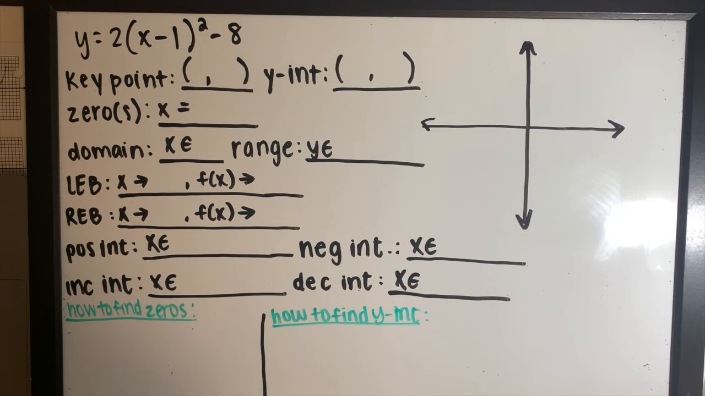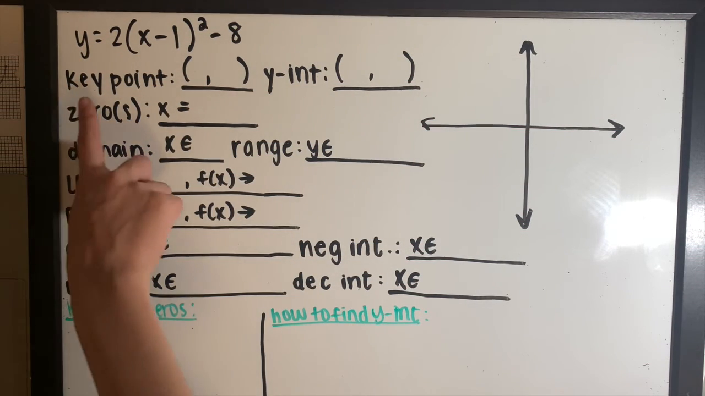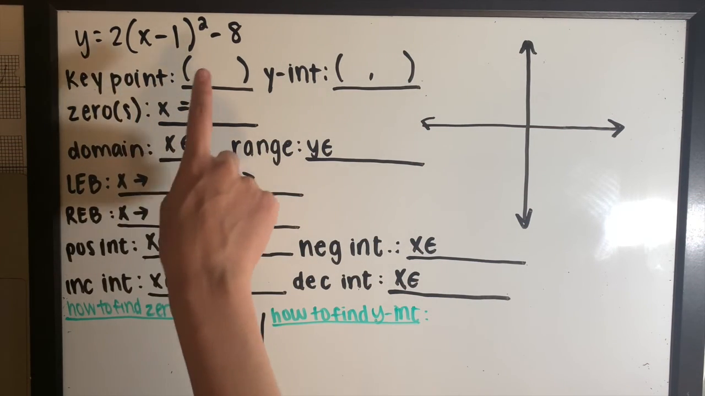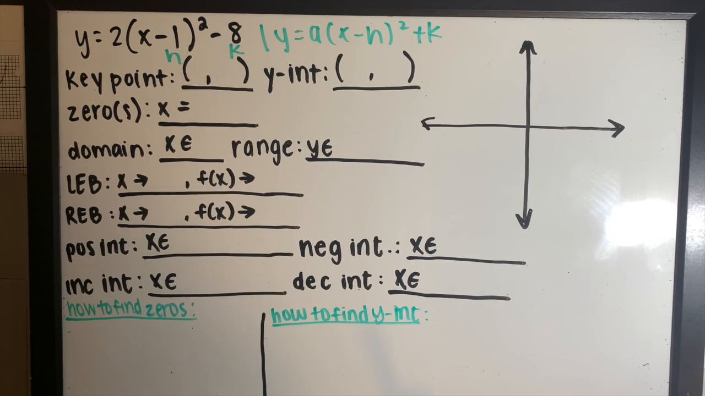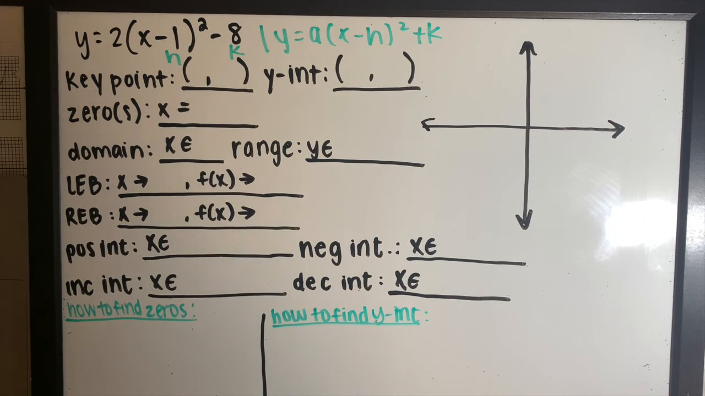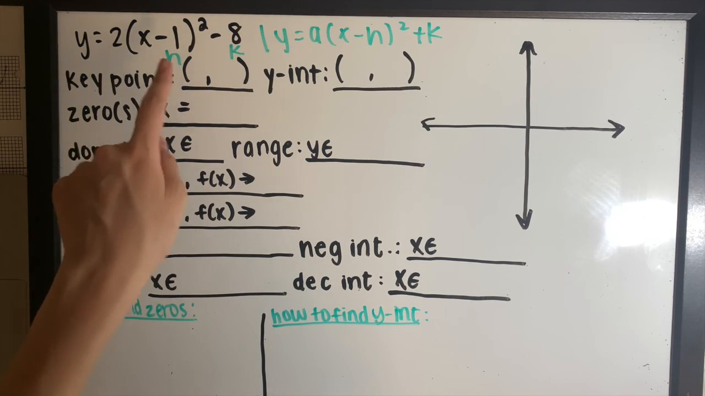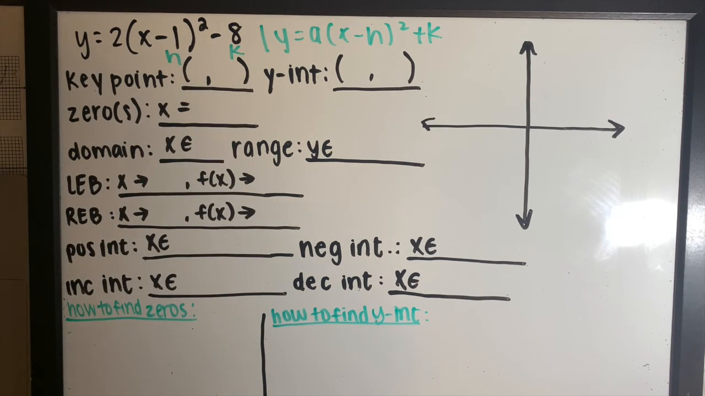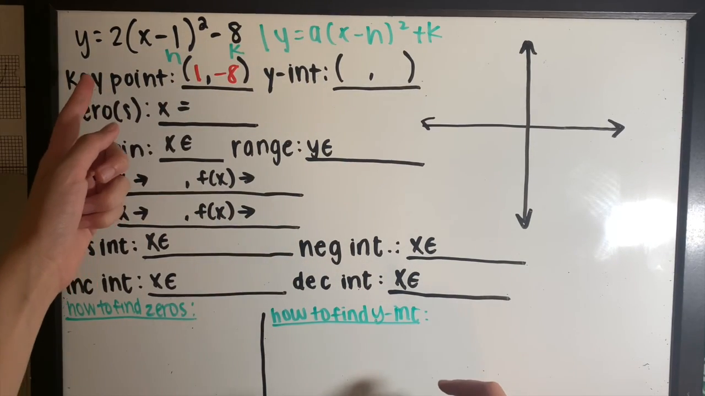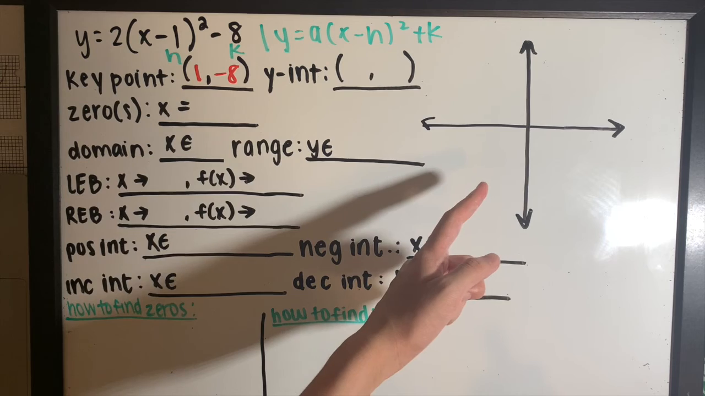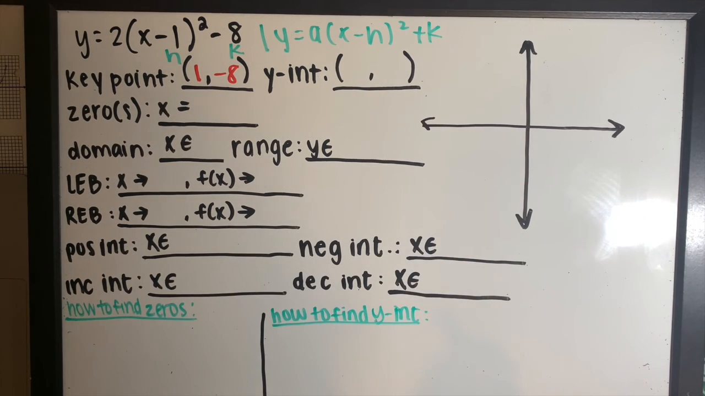Let's take a look at an example problem. Here we have y equals 2 times x minus 1 squared minus 8. To find the key point, we must determine the values of h and k. So in this case, 1 would equal h and negative 8 would equal k. We should also keep in mind that a in this problem is equal to 2, meaning that when we graph it, the graph will have a stretch of 2.